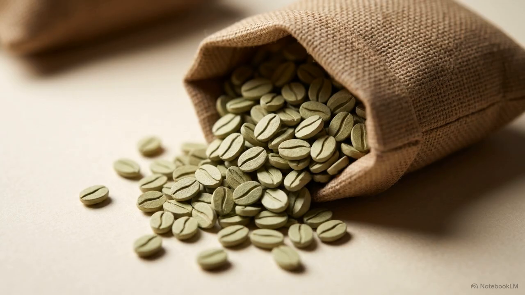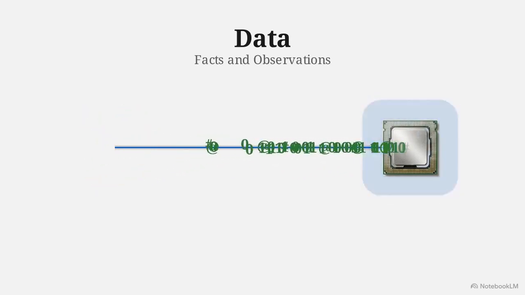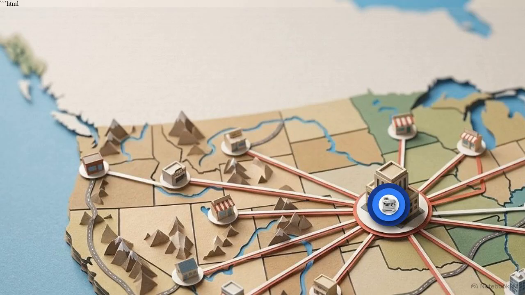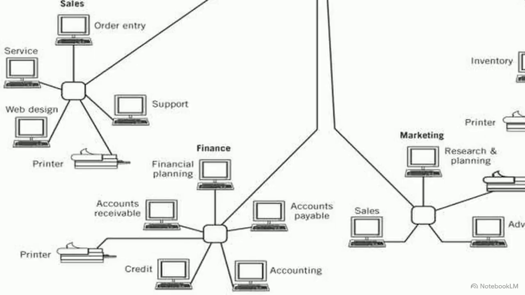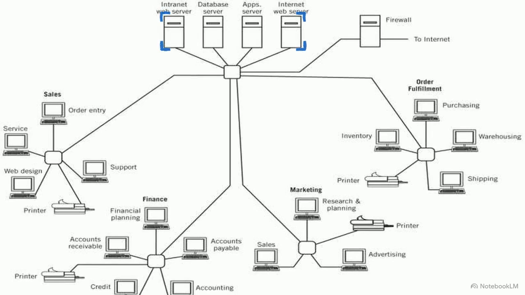Third is data. These are the raw ingredients, like the unroasted beans. Data is the set of facts and observations the system is processing. Fourth is communications. This is the delivery network that shares beans and recipes between this cafe and other branches across the country. Connecting these individual systems creates a network. In this diagram, you can see how different departments, like sales or finance, all link back to central servers. This allows isolated parts of a business to work as one massive infrastructure.